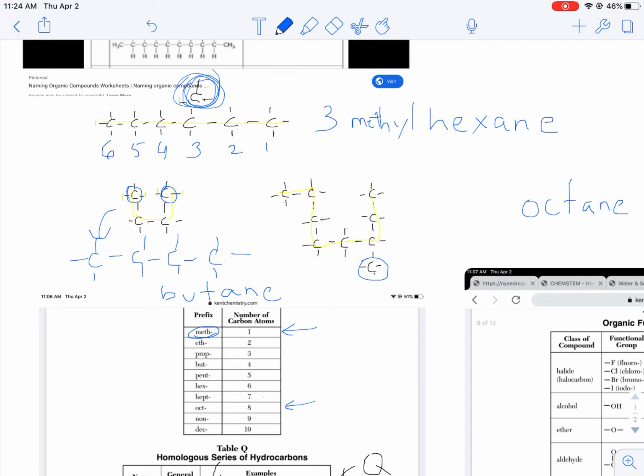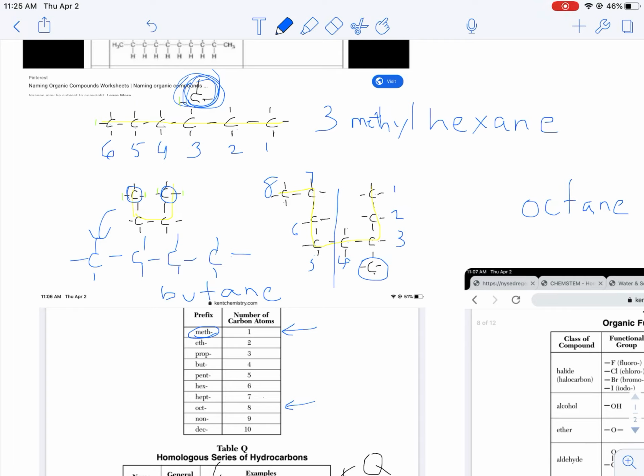Now, when I look at this chain that's here, I notice that if I drew a line to split this chain right down the middle, the action is on the right-hand side. So I'm going to number this chain starting here, 1 from end to end, 2, 3, 4, 5, 6, 7, and 8. There's my oct, and the single linkages give me the ane.